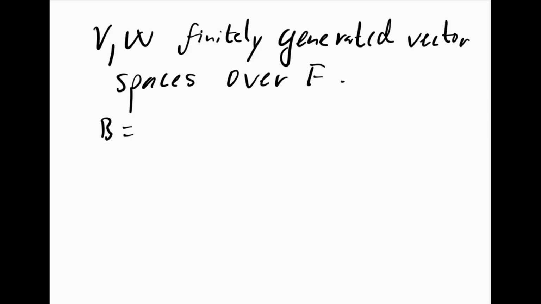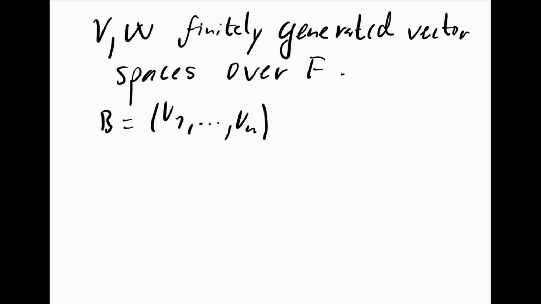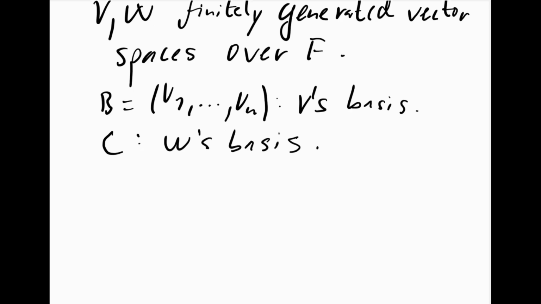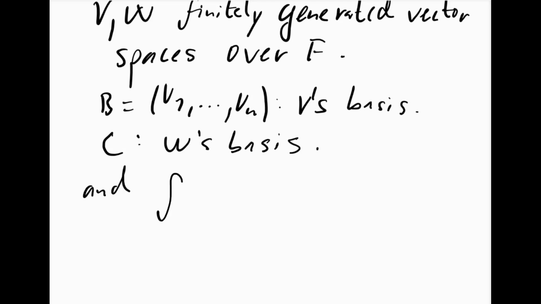and B, consisting of v1 till vn, is V's basis, and then we have C is W's basis, and we have a linear map f from V to W is a linear map.